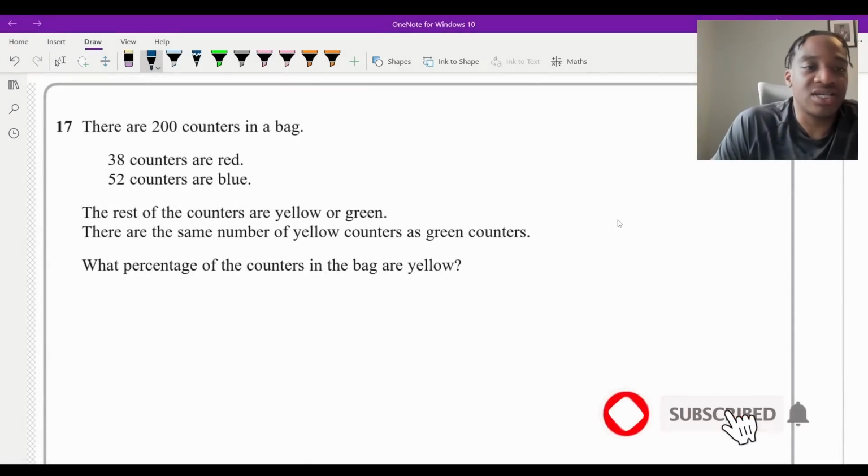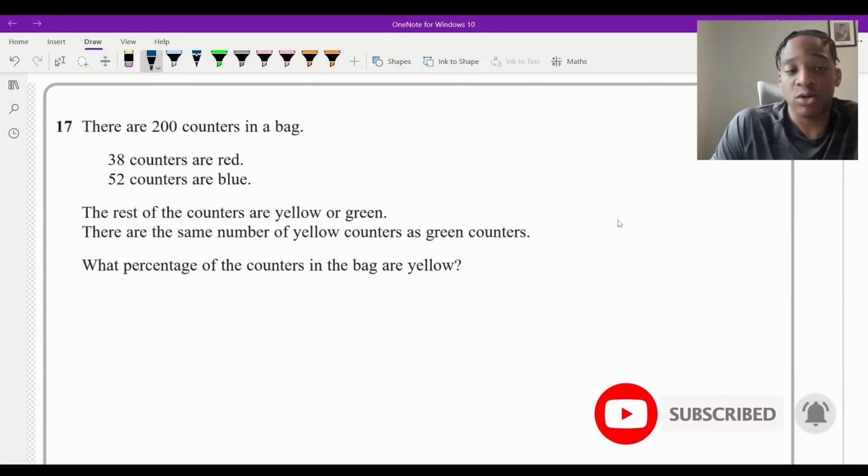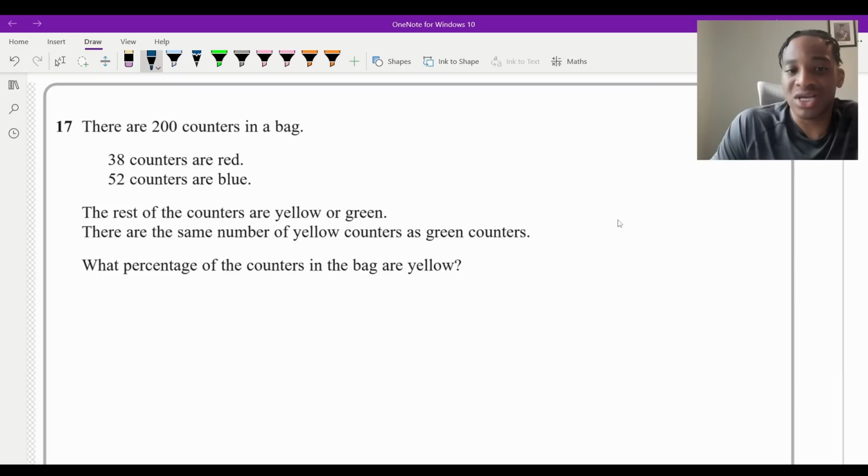Okay, so question 17 says there are 200 counters in the bag. 38 counters are red, 52 counters are blue. The rest of the counters are yellow or green. There are the same number of yellow counters as green counters. What percentage of the counters in the bag are yellow?